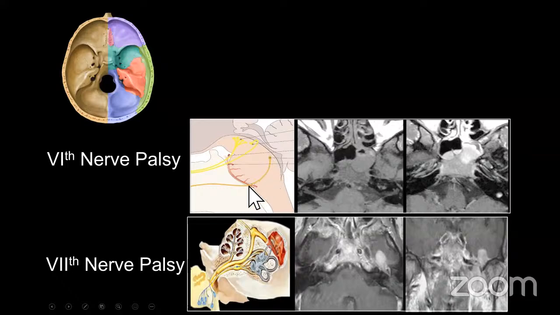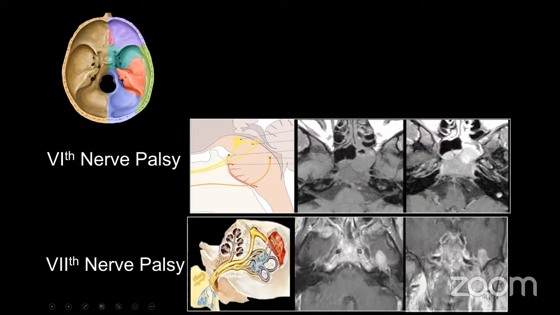ventricle, courses anteriorly at the pontomedullary junction. It has a cisternal segment, and then it courses anteriorly through Dorello's canal. So when it's at Dorello's canal, realize that anything that involves the clivus can give you a sixth nerve palsy.